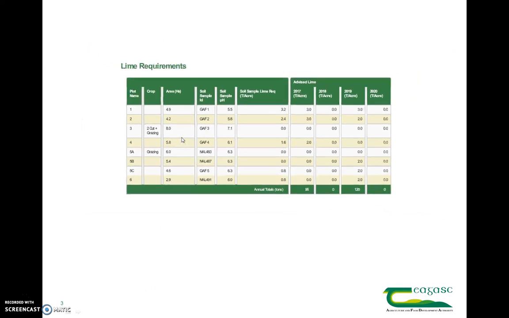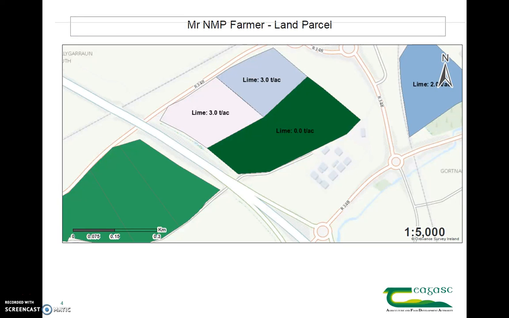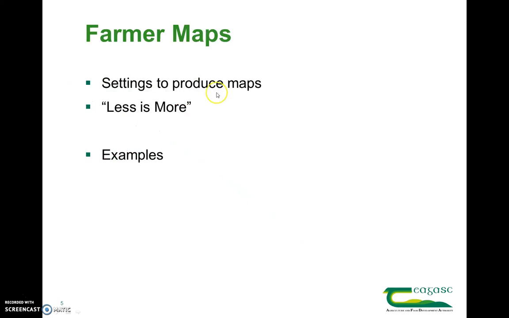While tabular outputs will continue to be an important part of nutrient management plans, and particularly for statutory purposes, increasingly, if we want to get farmers to improve their nutrient management practice at farm level, we're going to need to use map-based and graphic outputs to get our messages across.